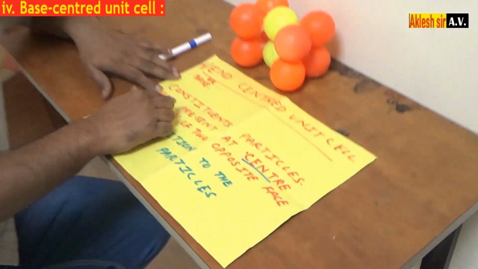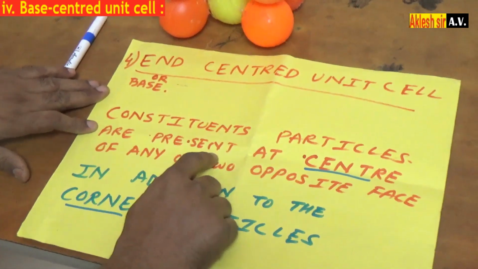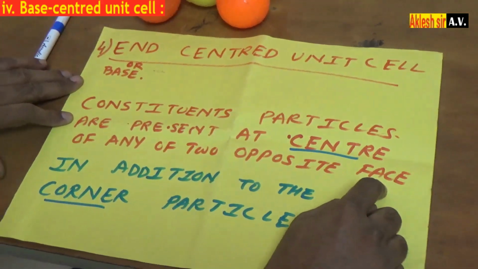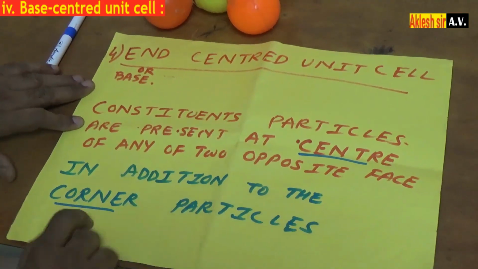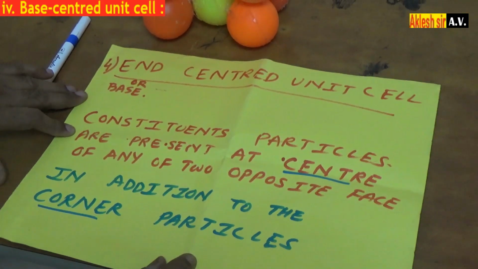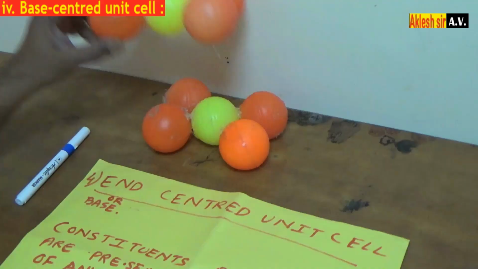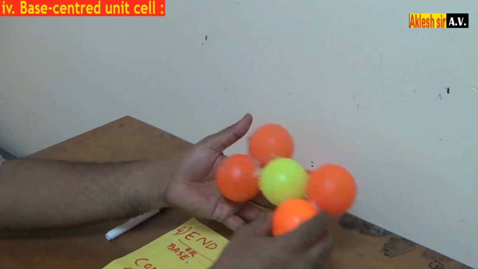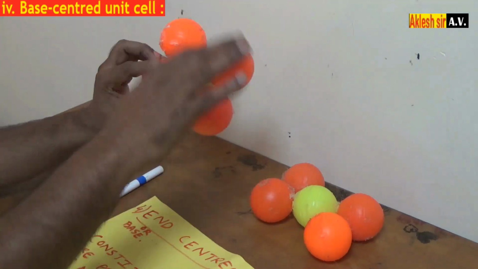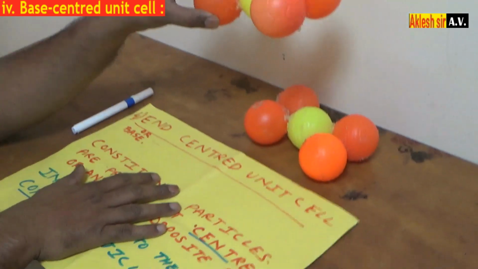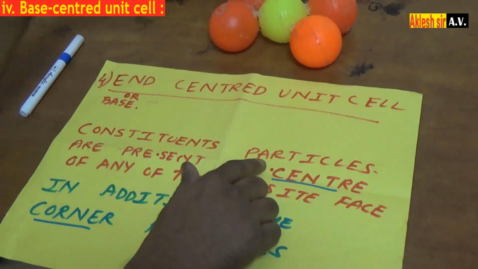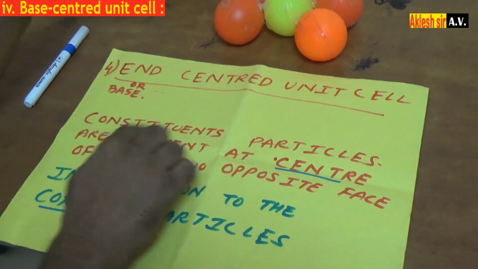Okay, see here. The constituent particles are present at the center of any two opposite faces in addition to the corner particles. So here you can see these are 4 atoms and there is one center atom. Okay, here also 4 atoms, there is one center atom. So first what is written here, constituent particles are present. Which constituent particle here?